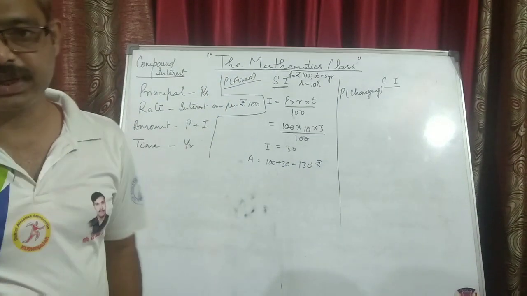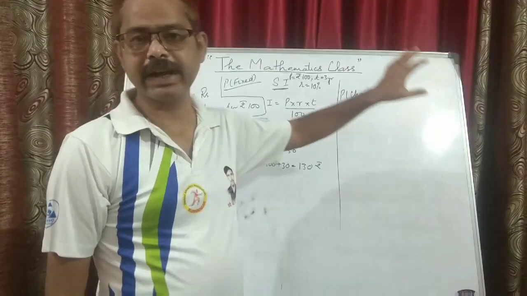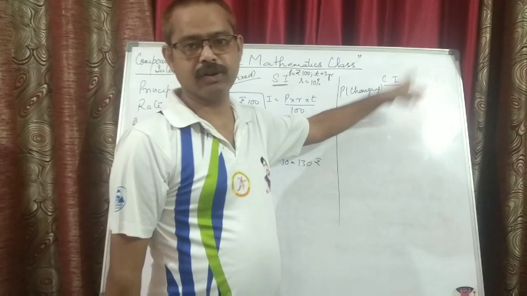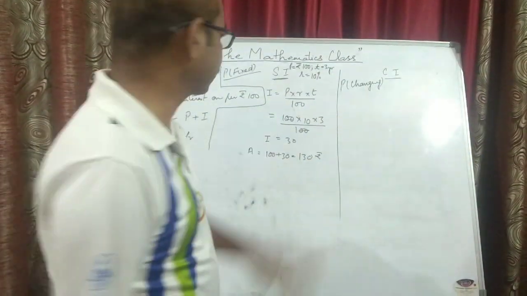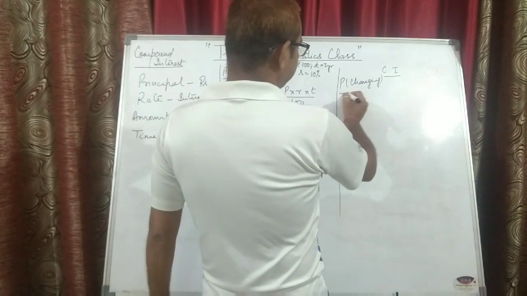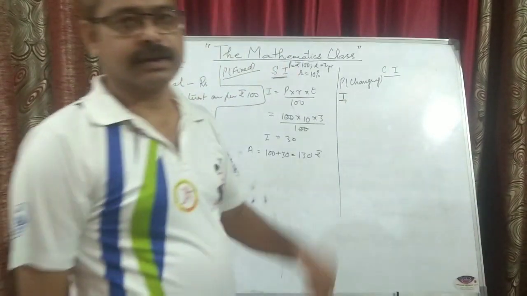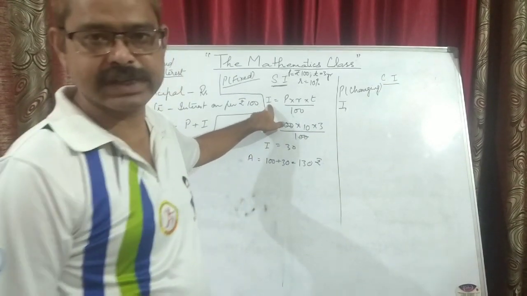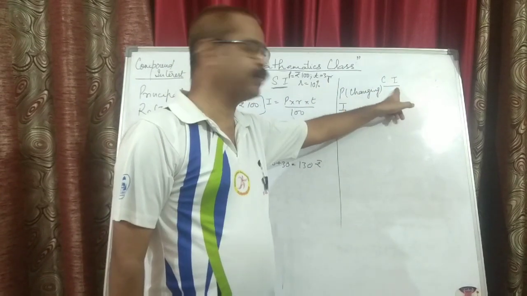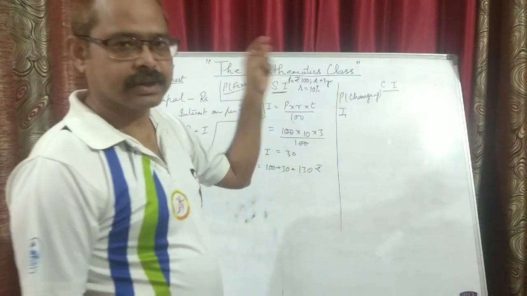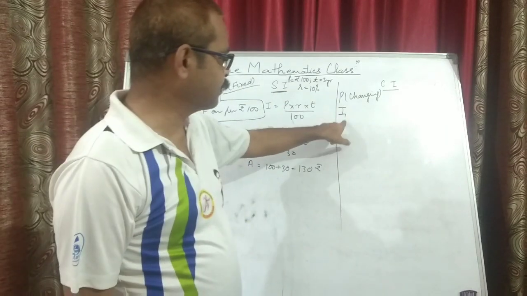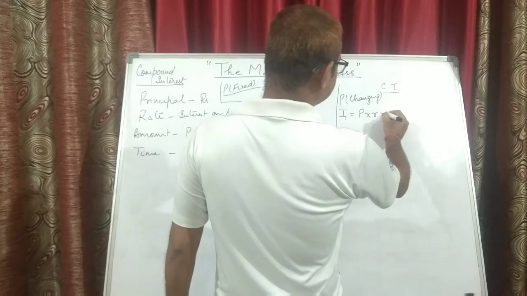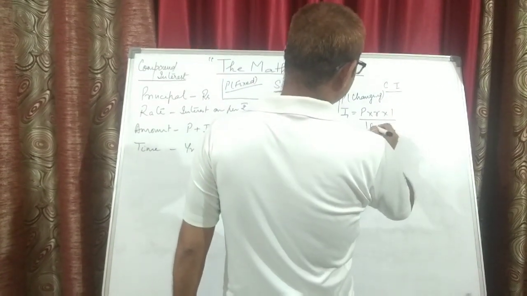Suppose now the question is on the same given data, find the amount but the interest is compounded, or find the compound interest that way. Now in this case, for the first year let us take the interest as I1. In simple interest the complete interest was considered as I, but in case of compound interest let us consider the interest for the first year as I1. So that will be P into R and time is considered 1 year, upon 100.